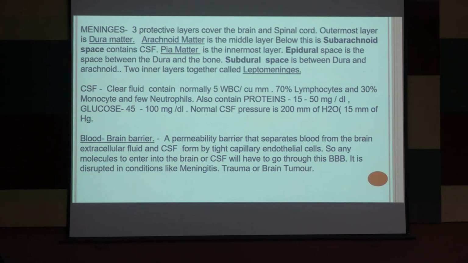So any material entering the CSF or brain parenchyma will have to go through this blood-brain barrier. The endothelial cells produce the blood-brain barrier. Everything you give cannot enter the CSF or brain parenchyma. It is disturbed in conditions like meningitis, trauma, or brain tumor. In these conditions the blood-brain barrier will breach, and materials which were not entering due to the barrier can enter. So this is there.